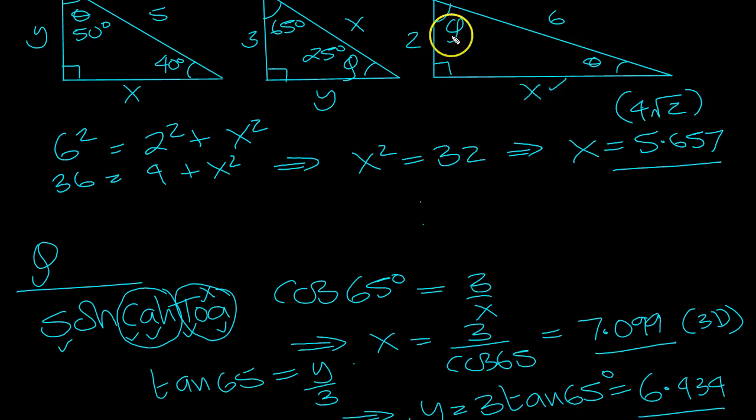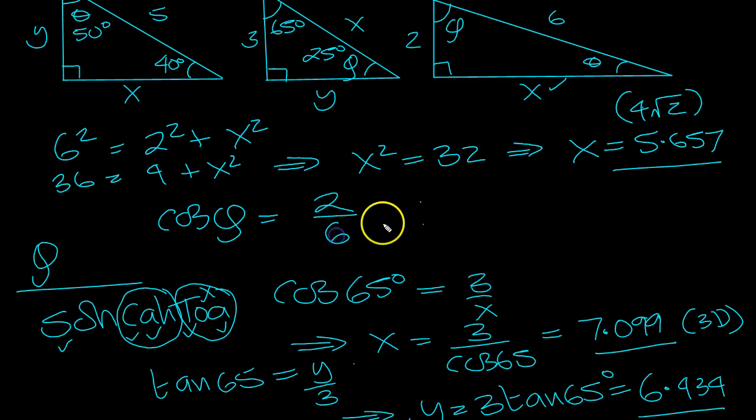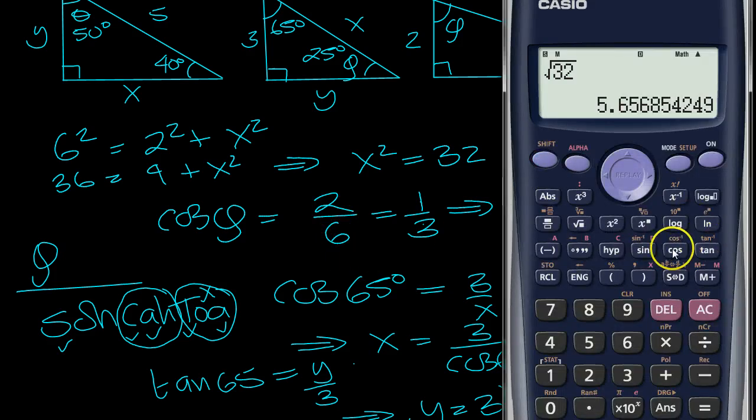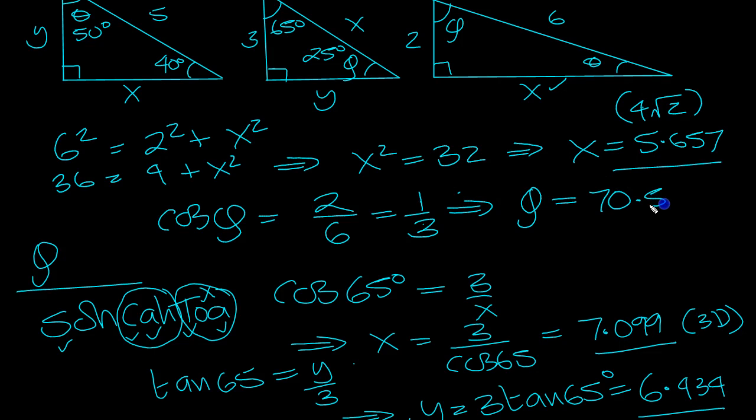We know all three sides, so we can work out this angle, can't we? We can get that from cos, adjacent over hypotenuse, which is easy. Cosine phi is equal to adjacent over hypotenuse, which is 1/3. So the phi angle, shift cos 1 divided by 3, to undo the cosine, is 70.53 degrees.